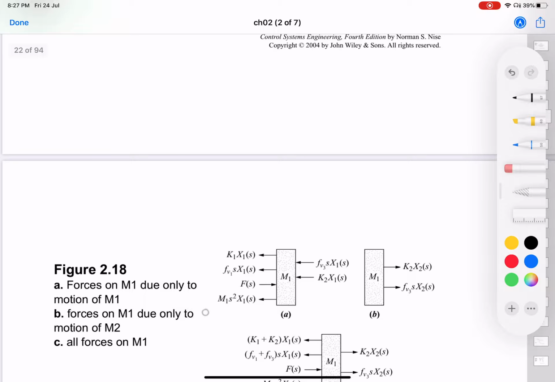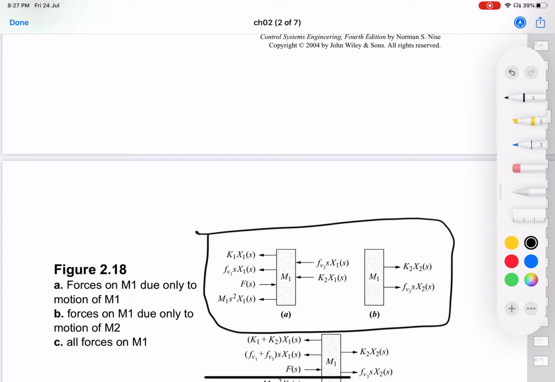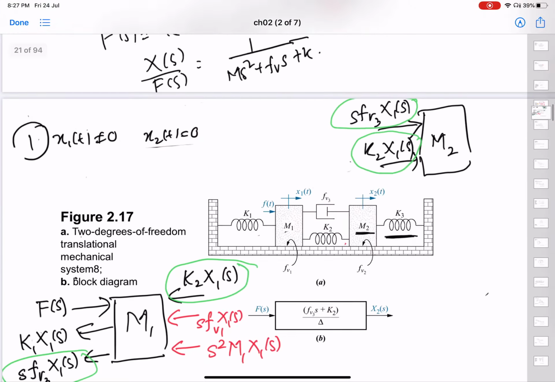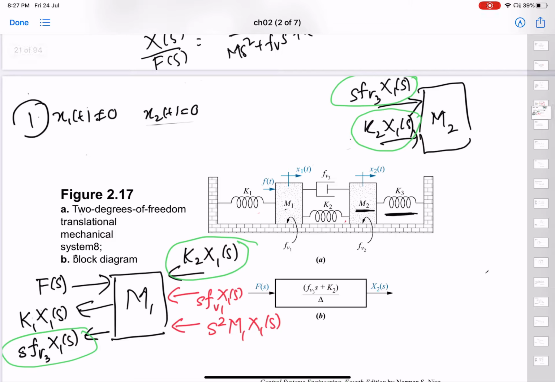So this is the case. This is the first case when you have x1t not equal to 0 and x2t equal to 0. In a similar way, you can draw the second case.